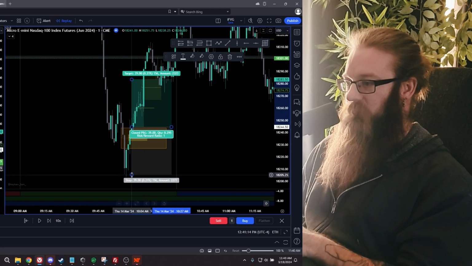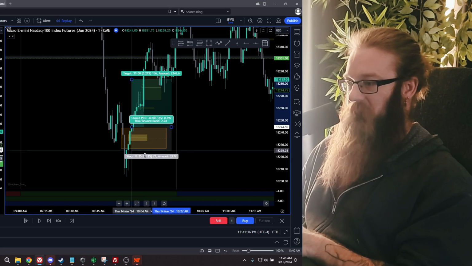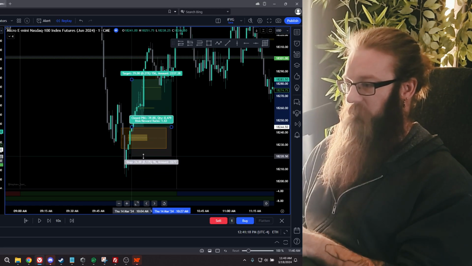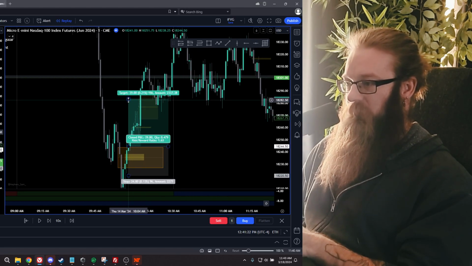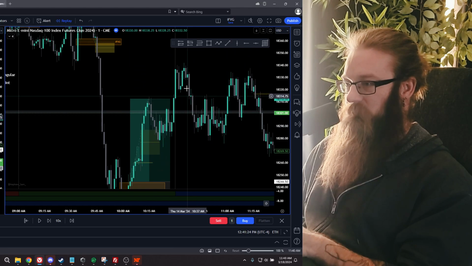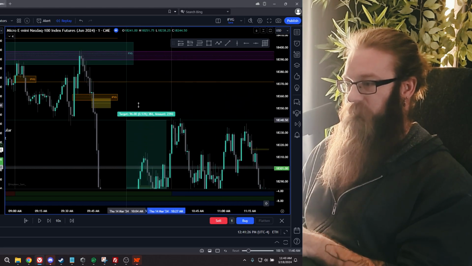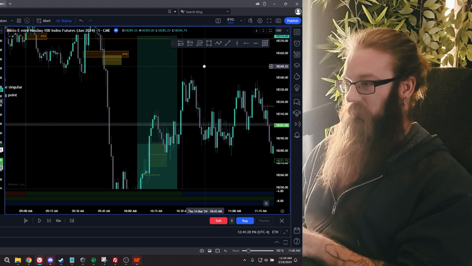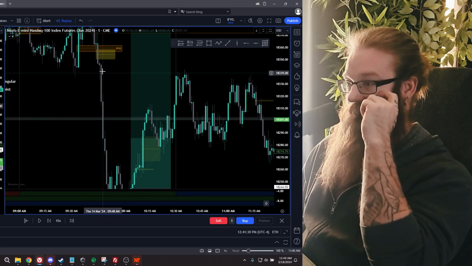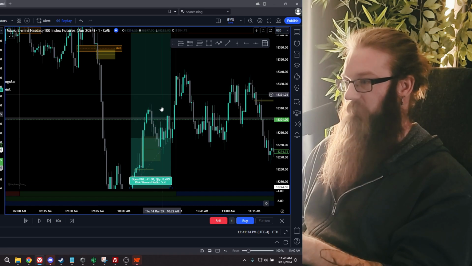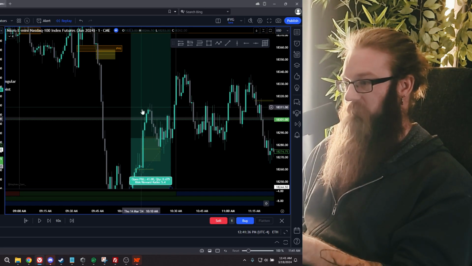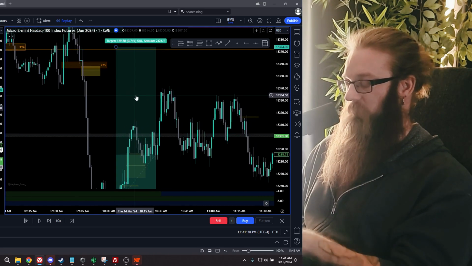Right here. Stop loss can be anywhere in here, whatever your risk appetite is. And you just target whatever. I don't think it went very far, but it ended up, see all these fair value gaps. There's one there, there's one there, there's one there, there's one there. Eventually it's going to reject one of those.